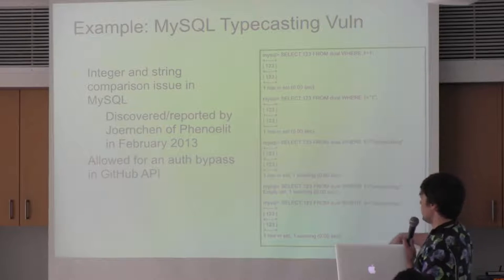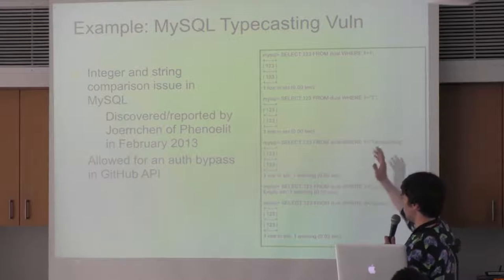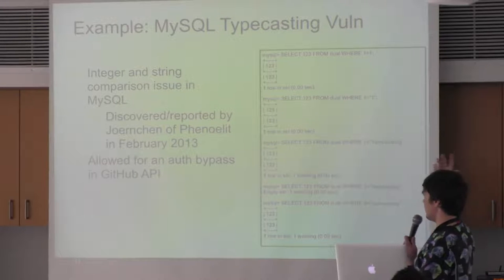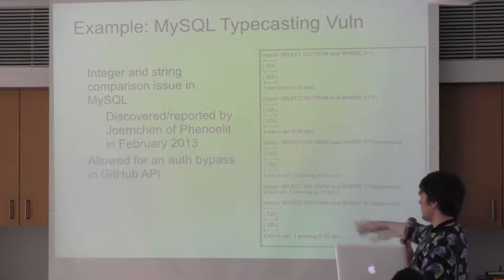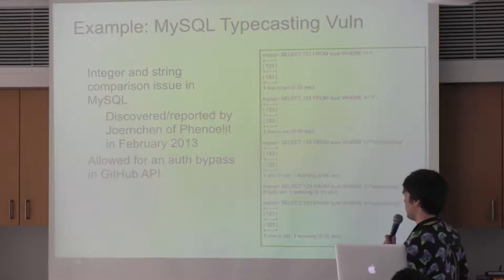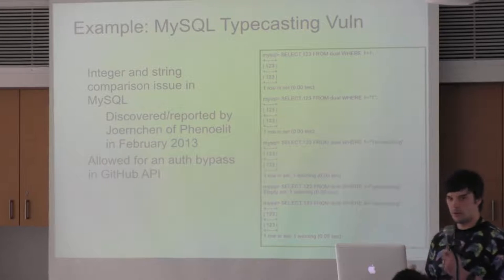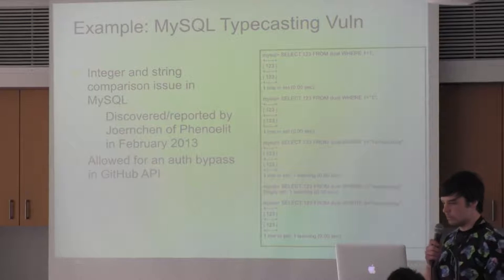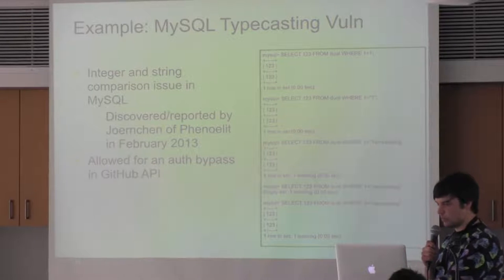So this is real nice. Like, select 123 from some column where 1 equals a string, and it's like nothing. Select the same thing where 0 equals a string. Oh, yep, here's a result. So, yeah, as FX from Venolit said, go home, MySQL, you're drunk.